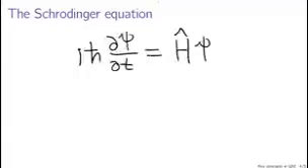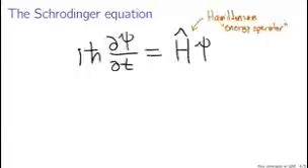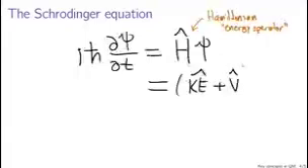Now H hat here is the Hamiltonian, which you can think of as the energy operator. So the property of the physical system that H is associated with is the energy of the system. And the energy of the system can be thought of as a kinetic energy plus a potential energy, so we can write a kinetic energy operator plus a potential energy operator together acting on psi.